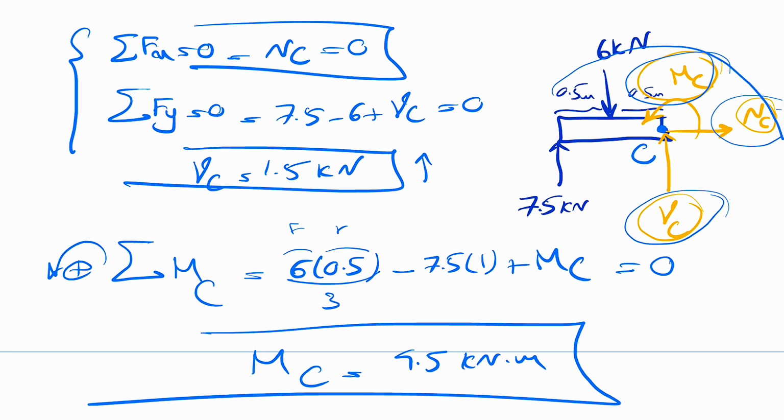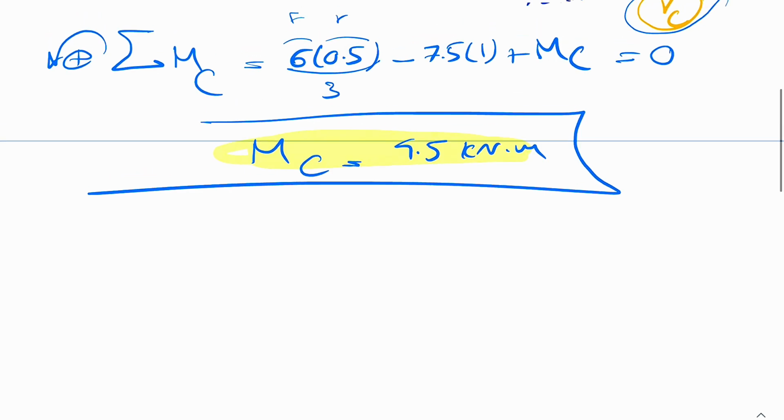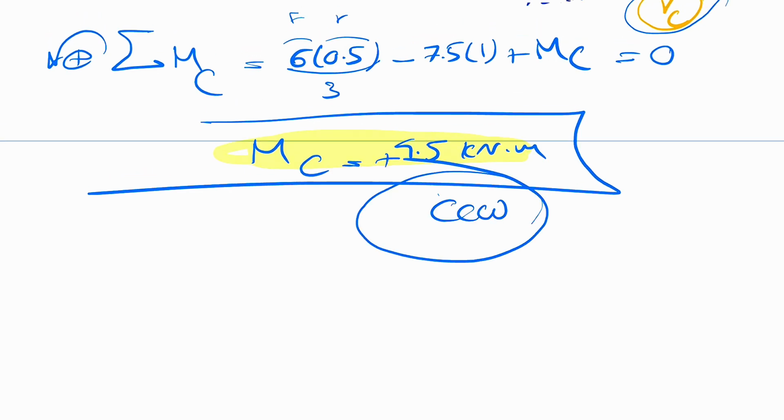And this is going to be the bending moment. So at the end of this, these are our internal loadings, NC, VC, and MC. Also, the positive sign in here shows that the moment is counterclockwise.